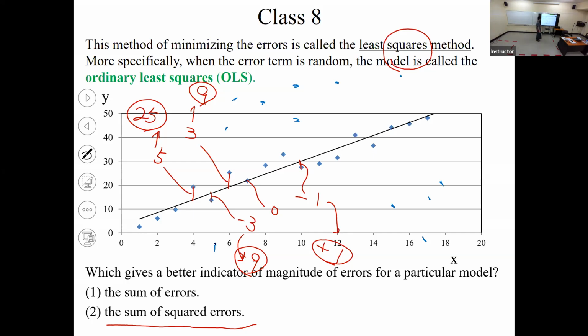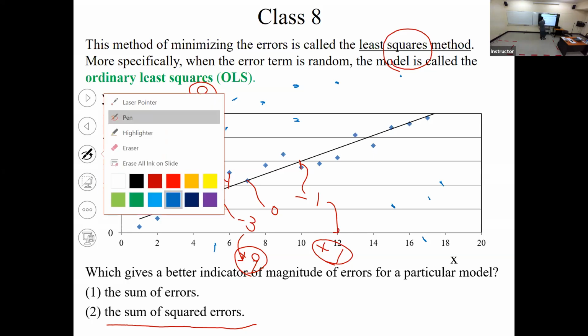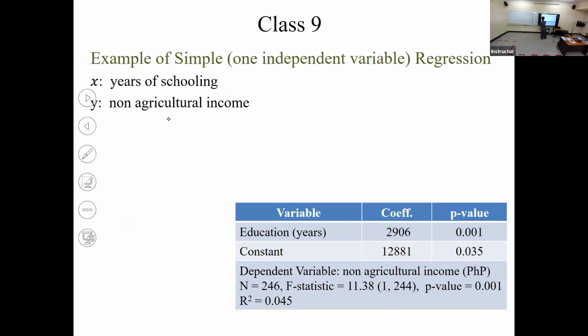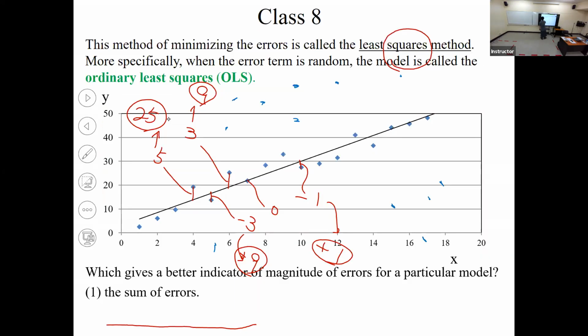If you don't take the square, if you do just the sum of errors, then whether the errors are big or small, either way, it will be 0. So you cannot really assess. Okay? So that is the reason why we consider squared errors. And that is why there's this terminology here. We don't say least error method, but the least square.